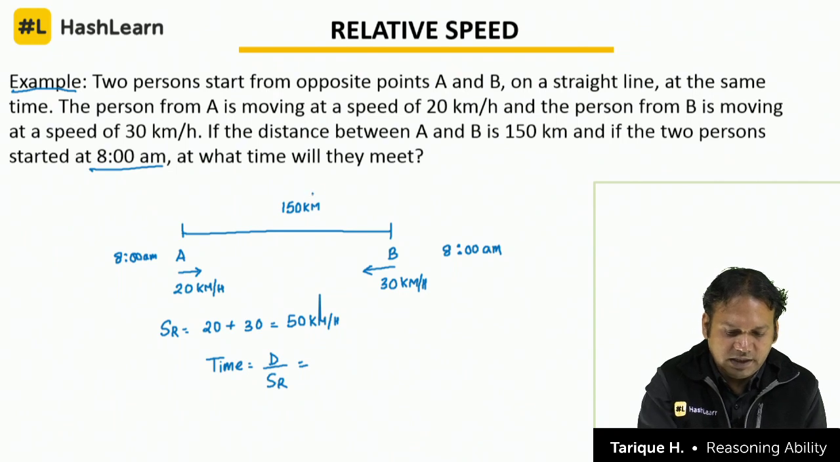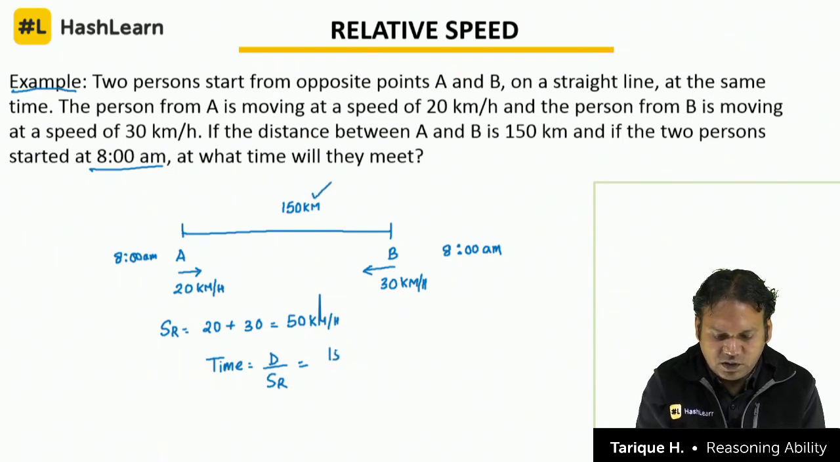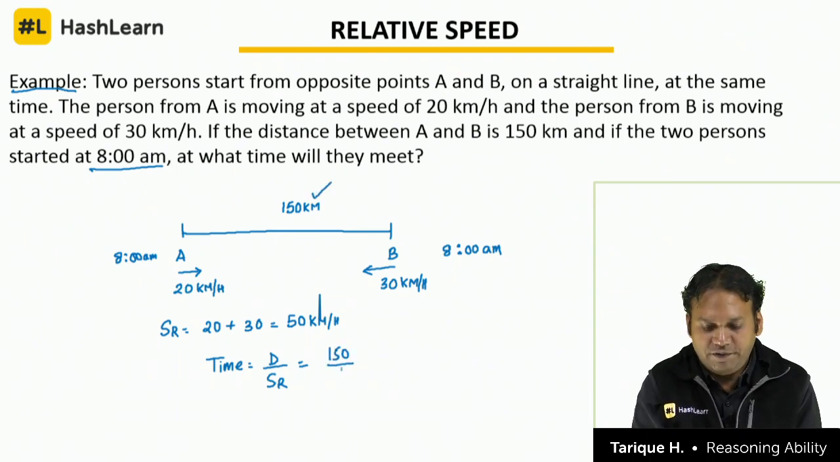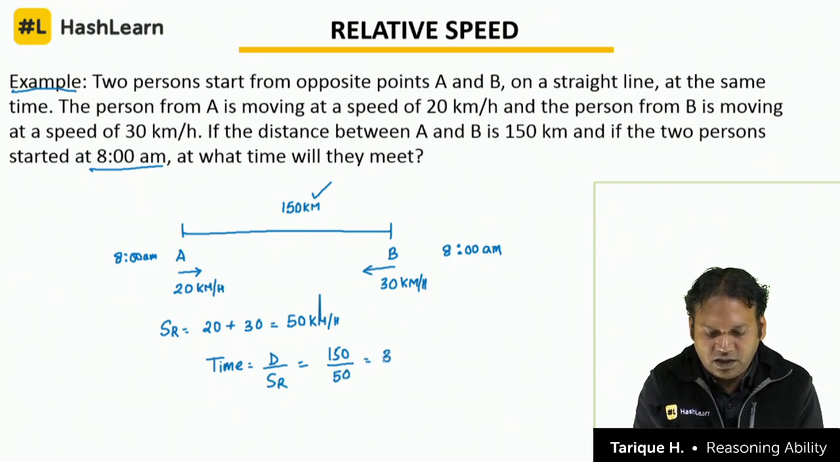So what is the distance here? Distance कितना है, 150 kilometers, और speed कितना है, relative speed 50 kilometers per hour. So 150 by 50, 3 hours. The time taken to meet will be 3 hours.